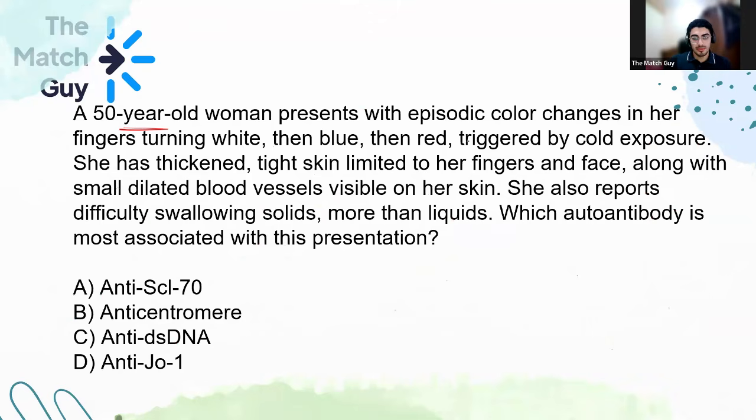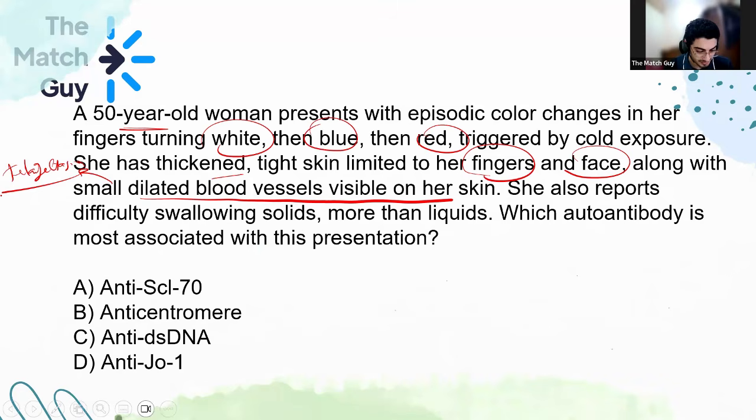A 50-year-old woman presenting with episodic color changes in her fingers, white, blue to red. So again, this is Raynaud's. She has thickened, tight skin limited to her fingers and face, along with small dilated blood vessels visible on her skin. We call this telangiectasias. So which autoantibody is most associated with this presentation?